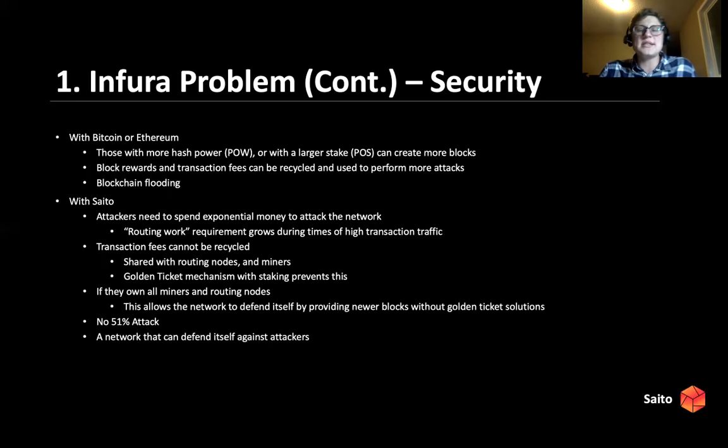Now, with Saito, we can see that attackers actually need to spend an obscene amount of money in order to attack the network. Remember I talked about that routing threshold. In periods of high traffic, that routing threshold climbs over time. So when there's a lot of transactions or a lot of blocks being continuously posted, routers will need to route more transactions amongst themselves to be able to post a block. And so attackers would need to spend more money in order to keep spamming blocks in the Saito blockchain.